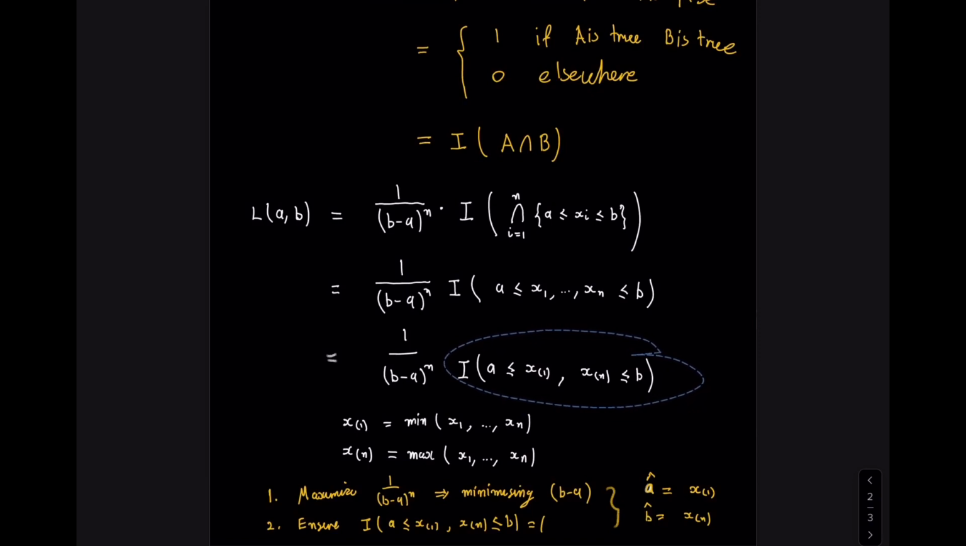Now, keep this in mind. This is a common tactic that you might have to deal with when dealing with parameters. Let's say you have probability density functions which are defined such that their parameters define the endpoints of the distribution. So this is a common technique in using this indicator function.